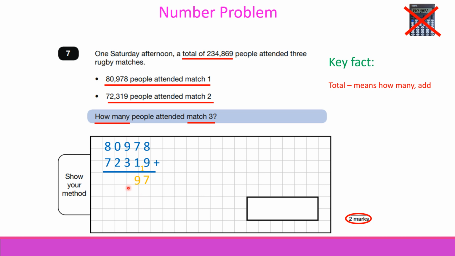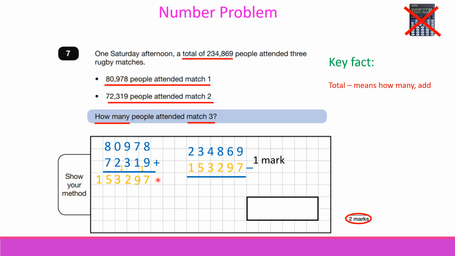9 plus 3 is 12, so we carry the 1 and a 2 goes underneath. 2 plus 1 is 3. 8 plus 7 is 15. So this is my number, 153,297. So I've got to take this number from the total number of people, because I know the total of match 1 and match 2 is this number here. And if I take that away from the total, that will tell me how many is left in match 3.